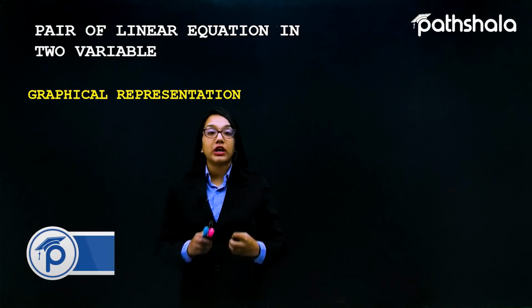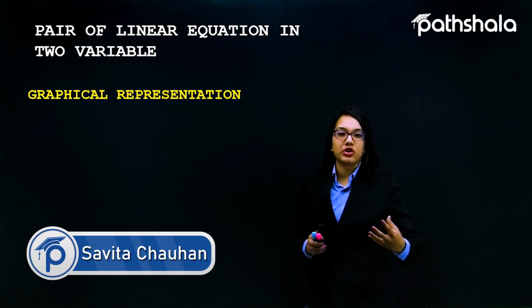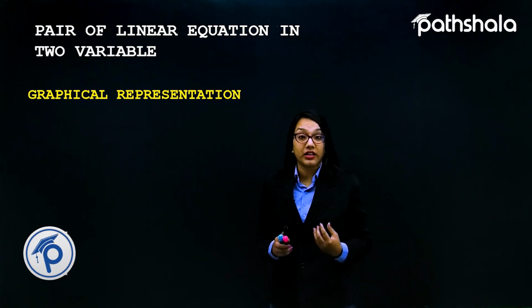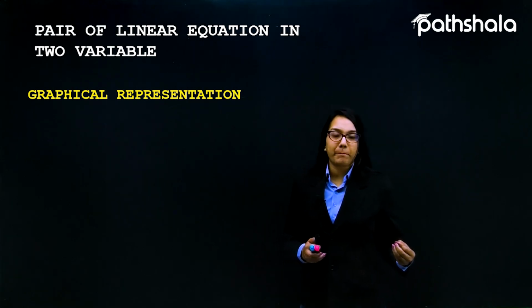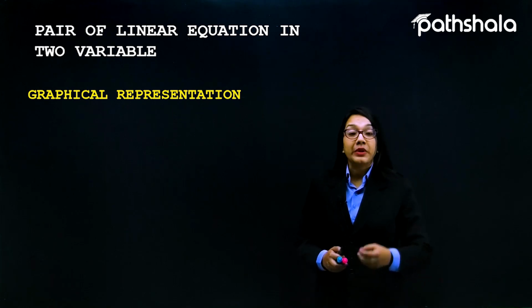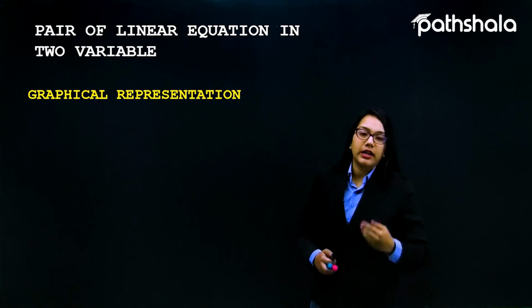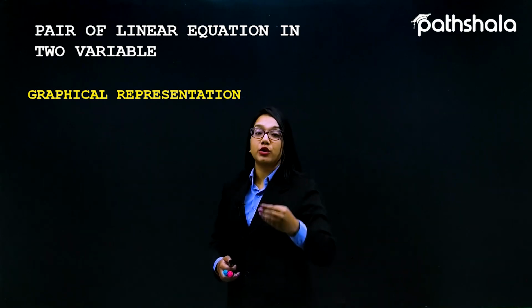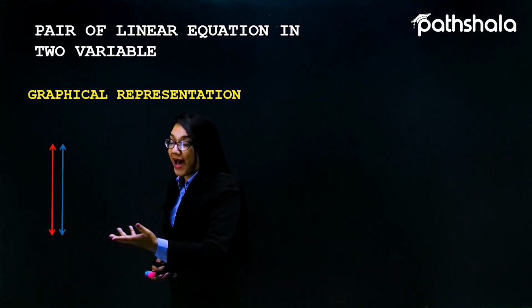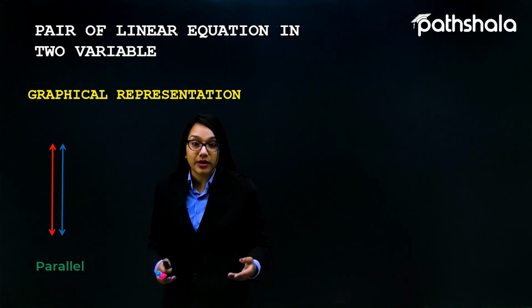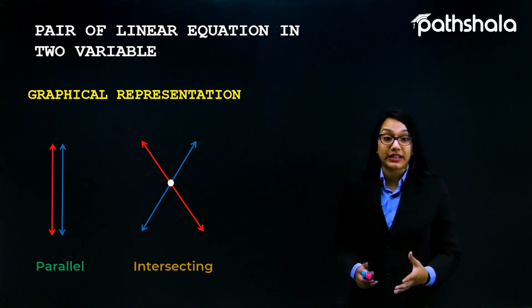So if we are talking about the graphical representation, because this is all about the graphical representation as we are plotting the two equations together. Whenever we are talking about the graphical representation of the pair of linear equations in two variables, then the two straight lines must have three natures. What does it mean? If I'm plotting the two equations together on the graph, either they can be parallel to each other, or they can be intersecting in nature.